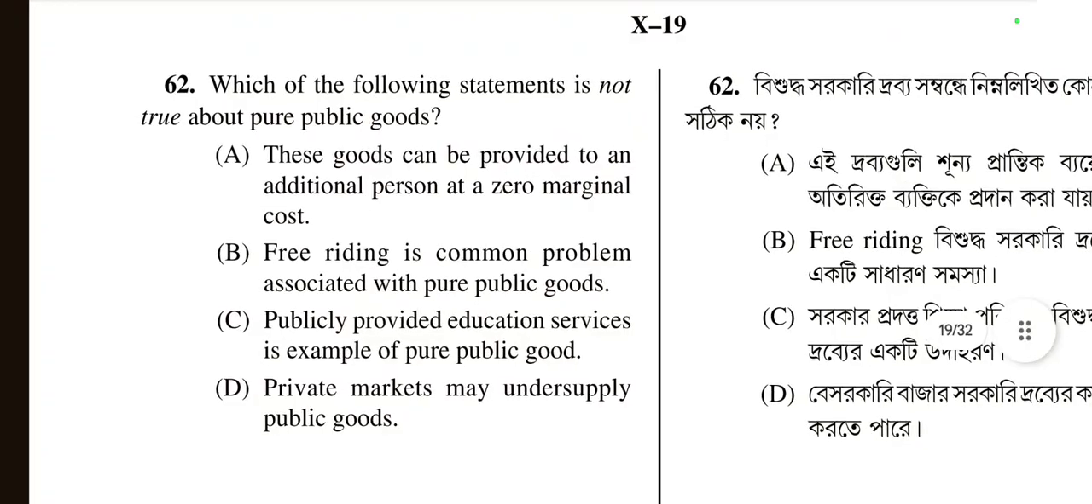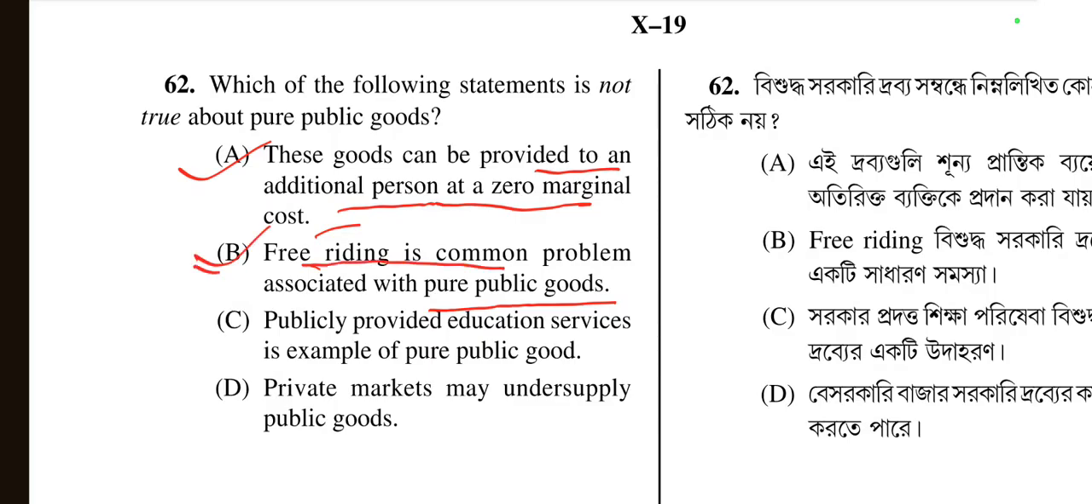Then come to question number 62. Which of the following statements is not true about pure public good? First one is, these goods can be provided to an additional person at a zero marginal cost. Yes, it is free. So it is provided to an additional person at zero marginal cost. This is true. Then free riding is a common problem associated with pure public good. Yes, in pure public good we see there is a free riding problem. So option B is the right choice.